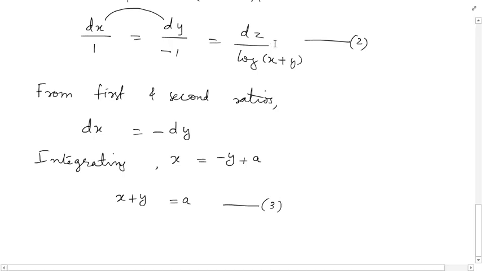There is another rule, that is, you see here, one solution is x plus y equal to a. And now the third ratio contains the term x plus y. So instead of x plus y, you can write the constant a there, because from equation number 3, x plus y is a. So therefore, what we can do is, we can take first and third ratio or second and third ratio. Anything is possible here. I'll take first and third ratio.